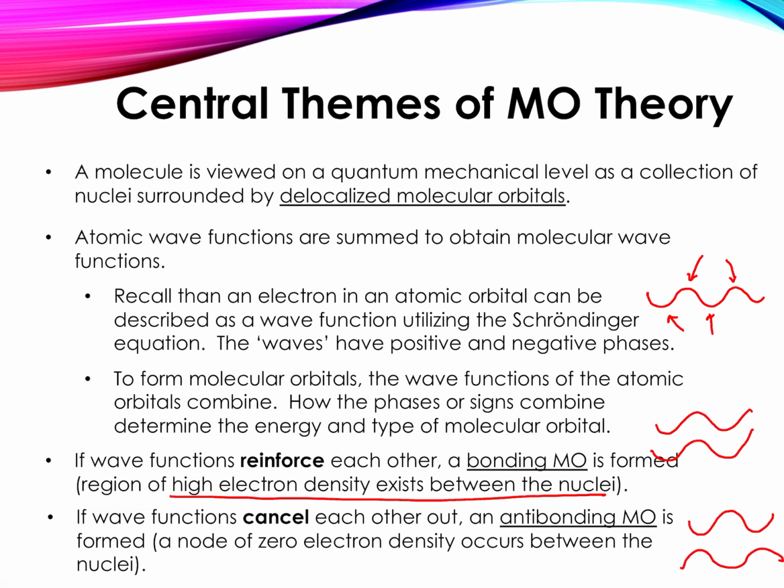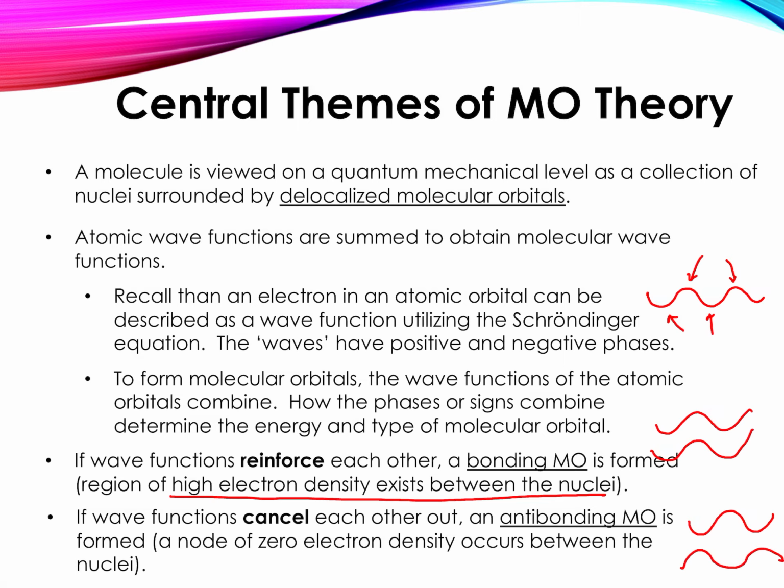And that will be a node of absolutely 0 electron density. So that means the electrons cannot be between the nuclei. So these are two different ways that these atomic wave functions can combine to form the molecular wave function.